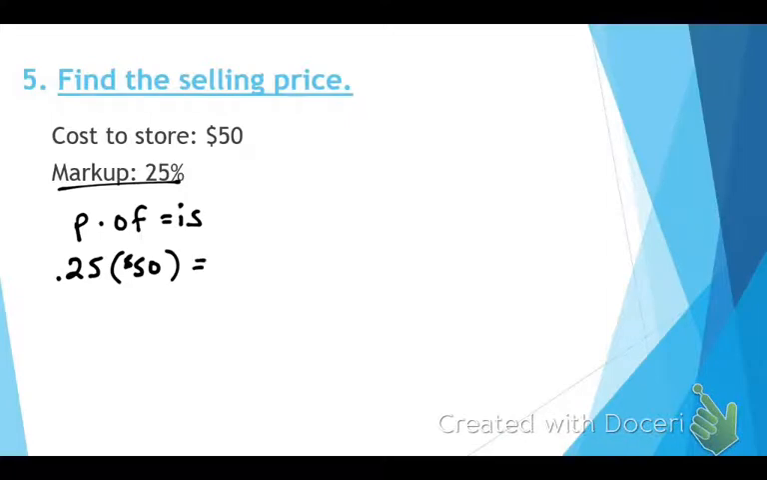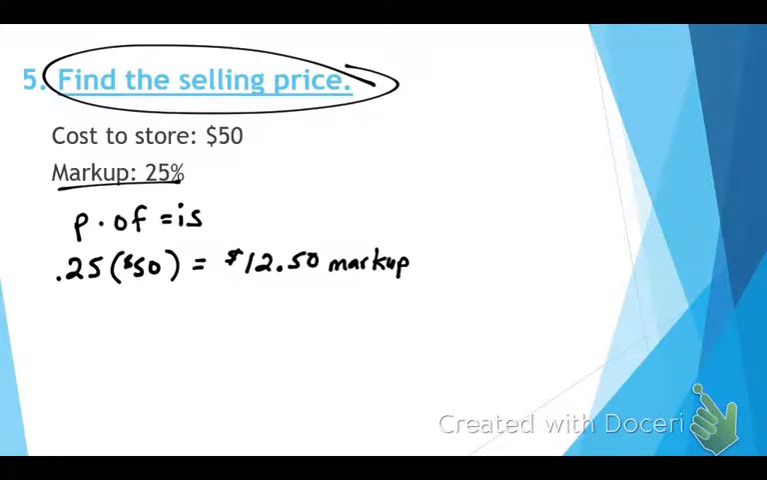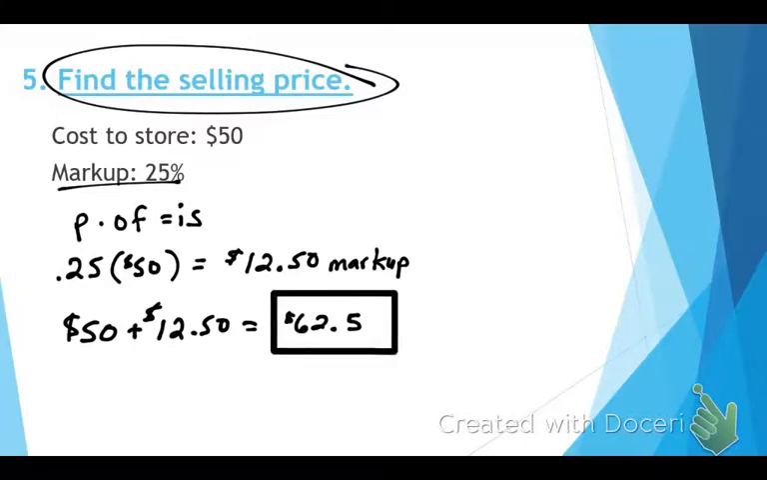What's the markup here, guys? Okay. Quite a few people boxed that in as their correct answer, but that's the markup. If you notice on your quizzes, I would have circled something like this, find the selling price, okay? So instead, you've got to take what the cost to the store was plus what the markup was. When you do that, what's the answer? $62.50.